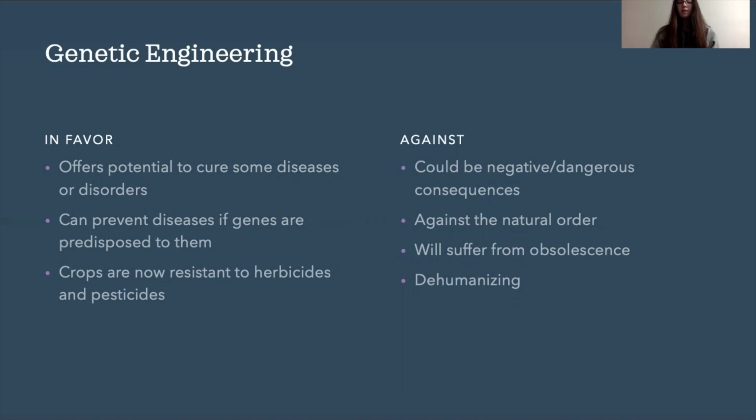Those against genetic engineering think that it could be negative or dangerous. They think that there's unknown consequences, and they think that it goes against the natural order. So that, like, they believe in God or whatever, they believe that humans were made how they were made. So that goes against those beliefs. They also believe that people will suffer from obsolescence. So currently they have desire for these traits, but down the road there's going to be new traits that are desired, and the people with the old traits are just going to be a thing of the past. And they think it's dehumanizing because it creates people who are basically superhuman and have traits that everyone desires.